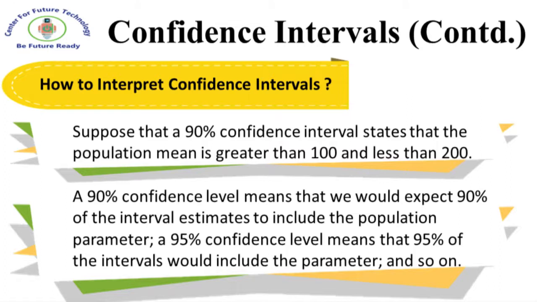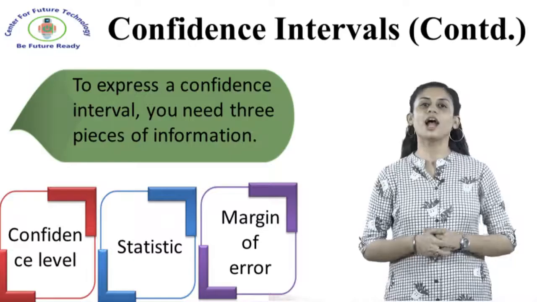Some people think this means there is a 90% chance that the population mean falls between 100 and 200. This is incorrect. Like any population parameter, the population mean is a constant, not a random variable. It does not change. The probability that a constant falls within any given range is always 0.00 or 1.00.